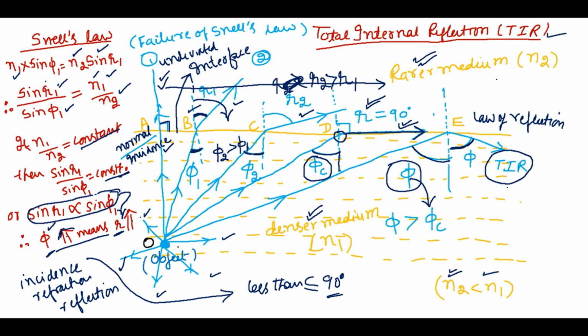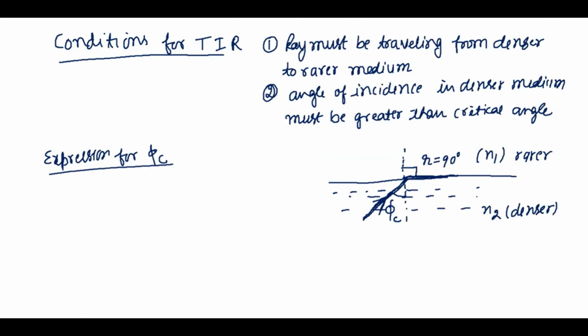Therefore we can see there are two conditions for total internal reflection to take place. Let us write these two conditions in the next slide. Okay, so I have now written the conditions for total internal reflection in this slide. You can very easily see that the first condition is that the ray of light must be traveling from the denser to the rarer medium. This we have seen in the previous slide, that all the rays which I discussed were traveling from water into air, and water is a denser medium as compared to air.